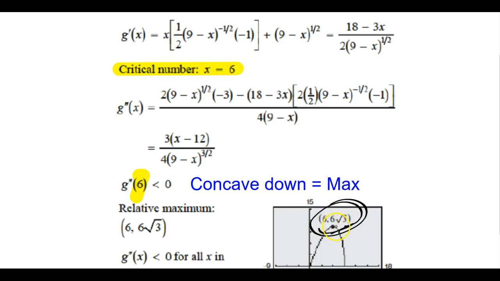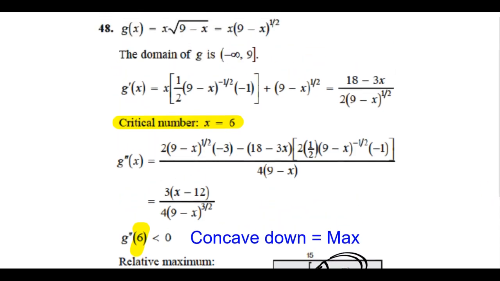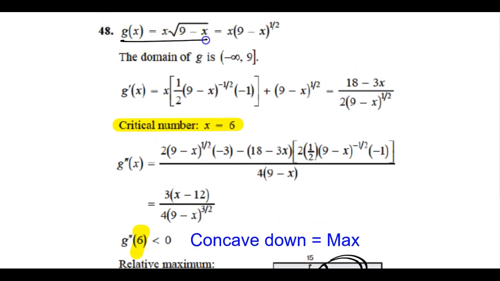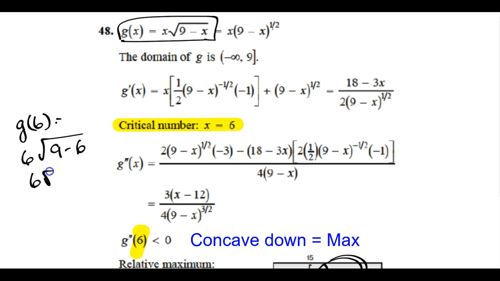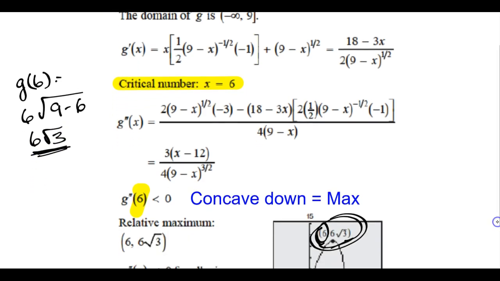The only way to find that 6 square roots of 3 is to take this x value and go back to the original function and plug in a 6. So let's see, here's the original function, and g at 6 would be 6 times the square root of 9 minus 6, and that's how they're getting 6 square roots of 3. So remember, on WebAssign, they want the exact answer.